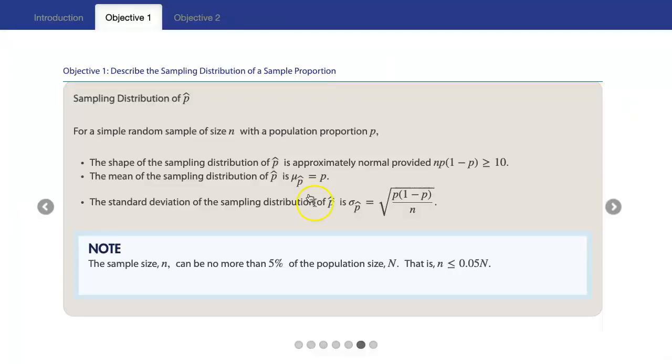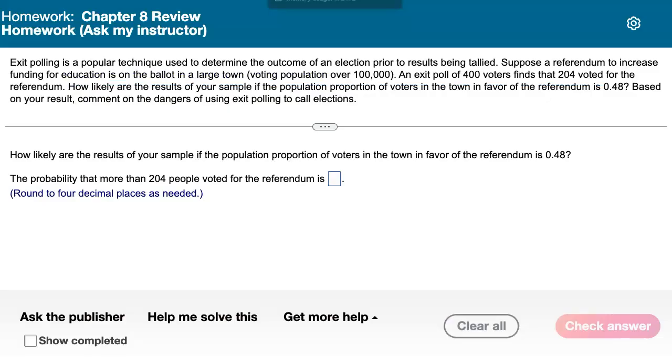So we're going to use that value. Next, the standard deviation of the sampling distribution is the square root of P times 1 minus P over N. So that we will want to calculate. There is one more note here. Technically, we should be checking that the sample size n is no more than 5% of the population size N. But I think that's pretty obvious when we had such a large population to begin with, voting population over 100,000.